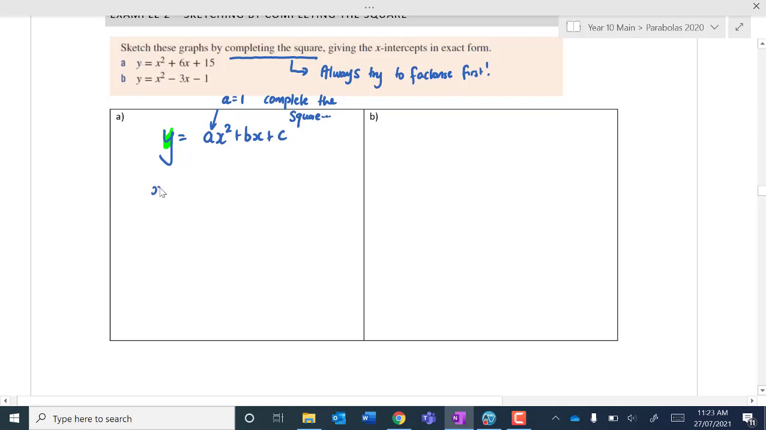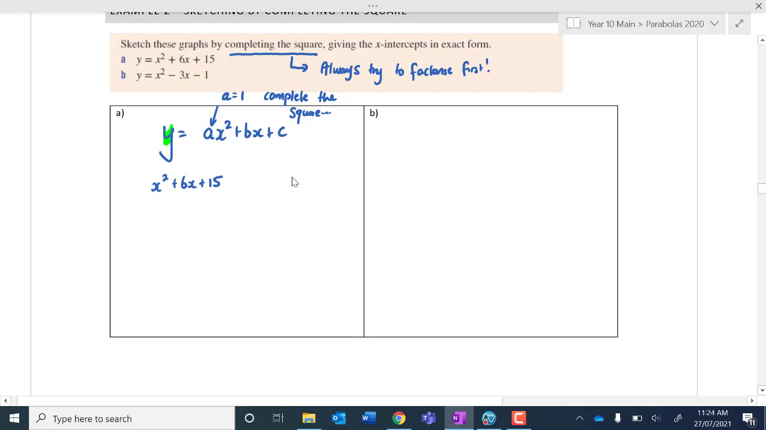This one here, we're looking at x squared plus 6x plus 15. Now, we have looked at completing the square, but not in the context of sketching parabolas. What are we doing? First of all, I'm going to get you to have a bit of a think about what are we doing when we complete the square here? What's the process? What are we thinking about?